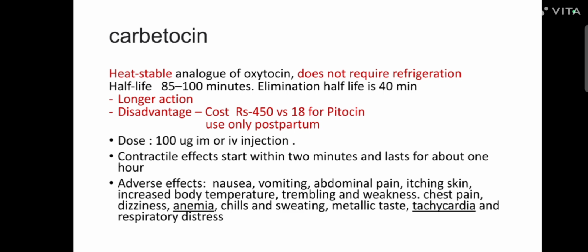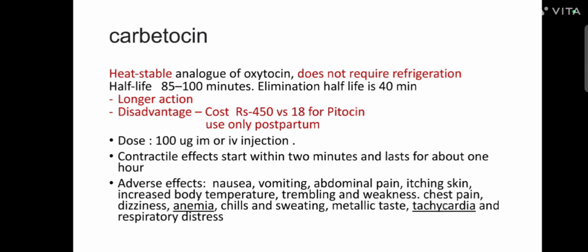So you can safely use it in grand multiparas, multiparas, and multigravidas. The elimination time will take around 40 minutes, so it has a longer action. The disadvantage is that it is of high cost, around 450 rupees, and it is used in the postpartum period after the baby is born. And for the dosage, you can give it as an injection, either IM or IV, 100 micrograms. The contractile effect starts within 2 minutes after administration, and it will last for about 1 hour.